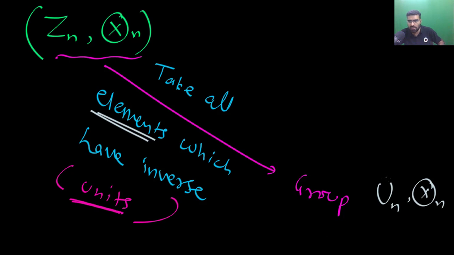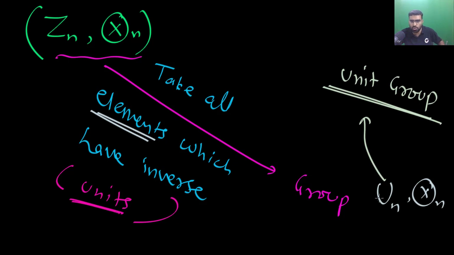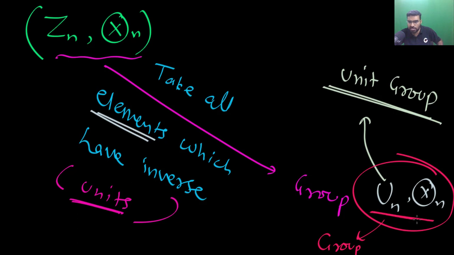So remember, why this Un? This Un means unit group. U means unit, and this n is coming from here. So this structure will be a group. In this structure, every element will have an inverse, so this structure is going to be a group. This is the final conclusion: take all the elements which have an inverse.